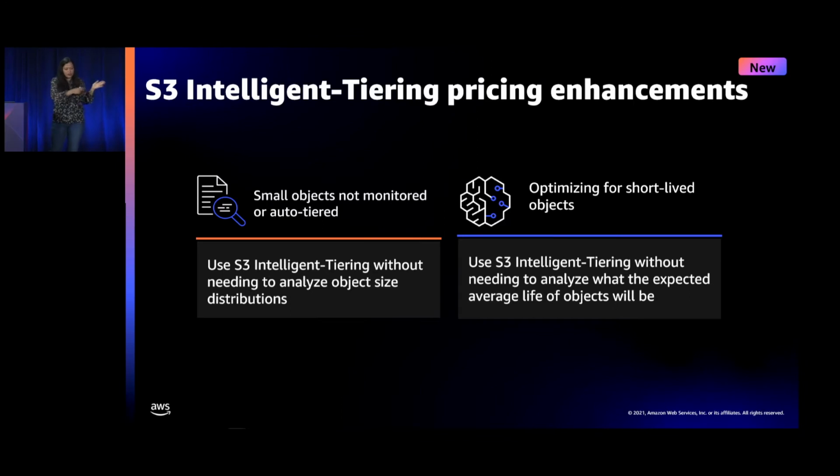With these changes that were announced, S3 Intelligent-Tiering is the ideal storage class for data with unknown, changing, and unpredictable access patterns, independent of object size or retention period. And typical examples include data lakes, analytics, or any new applications that you're trying to build in S3.